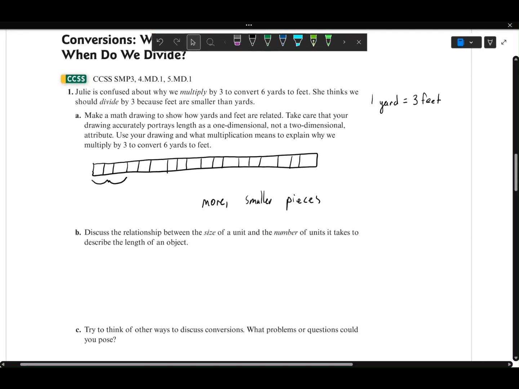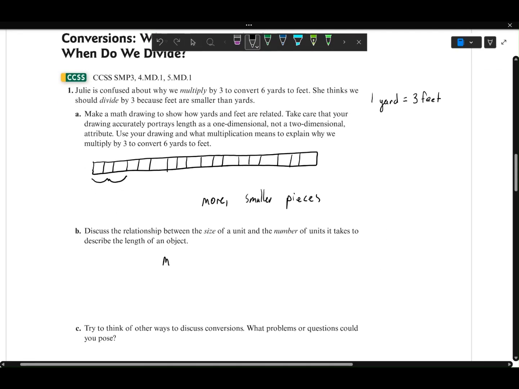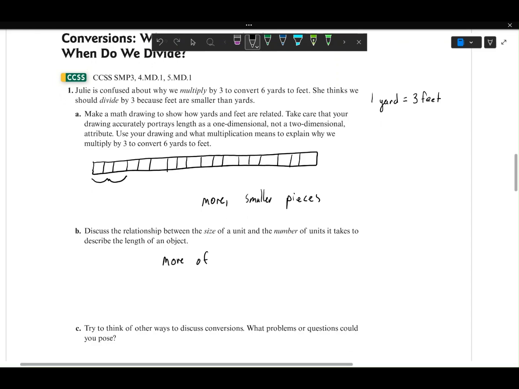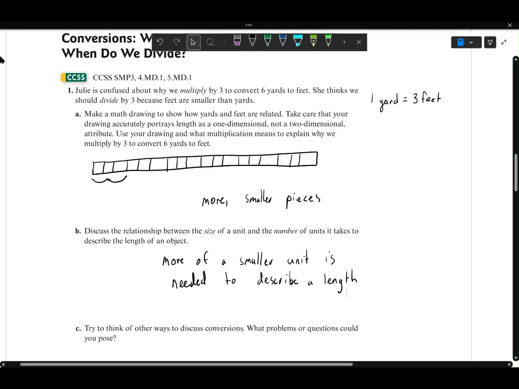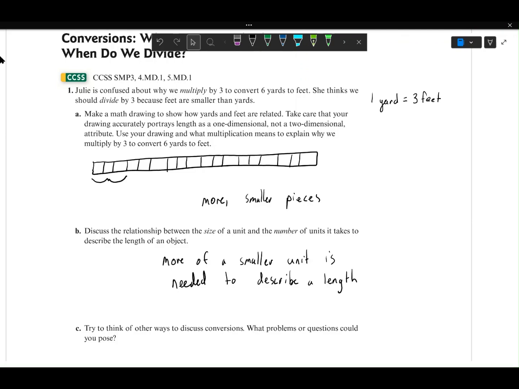And that's what I was going for here in part B. So more of a smaller unit is needed to describe a length. This idea will help you keep track when you multiply or divide. Am I cutting units, or am I gluing them together to make more units, to make larger units of a certain size?